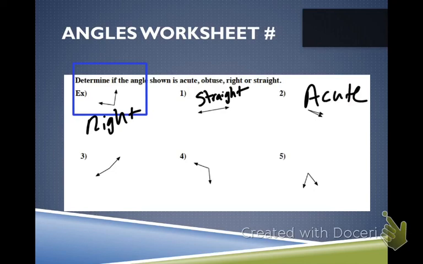And the last 3, pause the video, do them on your own, then check them. Go. All right, I'm back. Obtuse. That's what you should have gotten. This next one is also obtuse, because if you looked at it, 90 degrees would be like that. And finally, this last one is an acute angle.